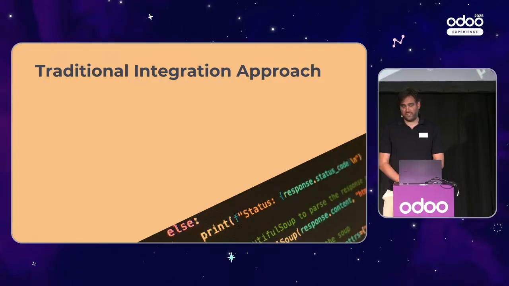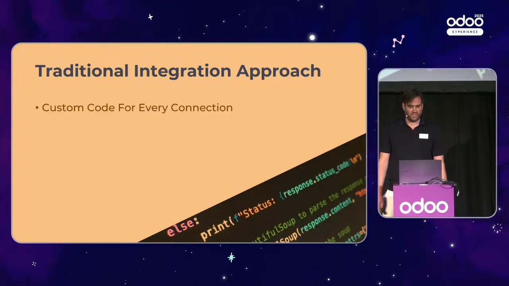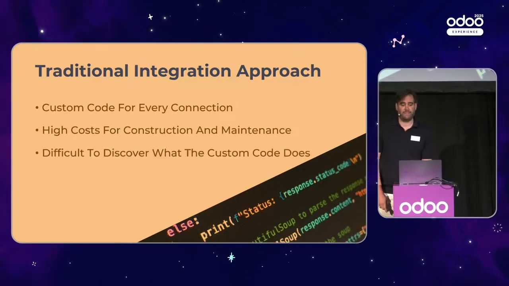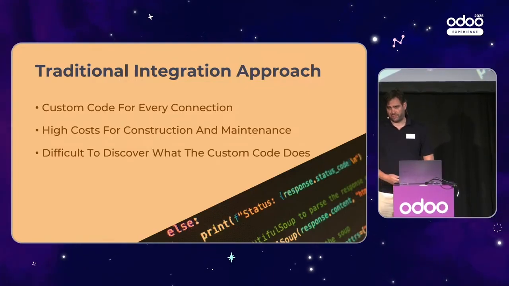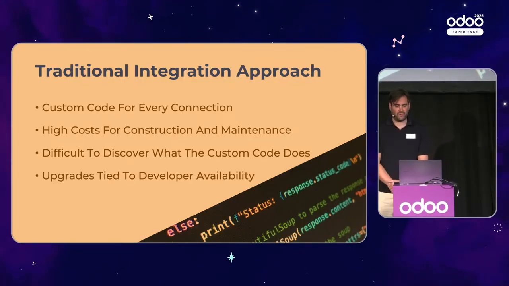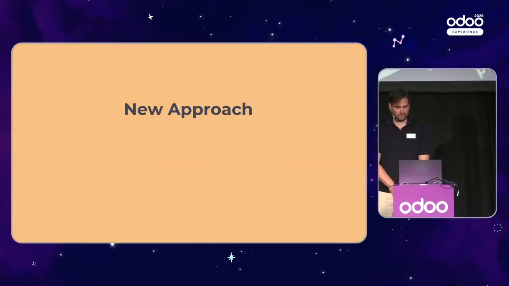So how is this usually done? You have some custom code for every connection that you need. And this means high costs for construction and maintenance. And most of the time it's quite difficult to discover what the custom code does. So where's your data going and what happens when things go wrong? Most of the time you don't really know. And your upgrades are tied to developer availability. So if the developer doesn't have time for you, you're kind of stuck. And there is no real insight into what your data is doing in your system.